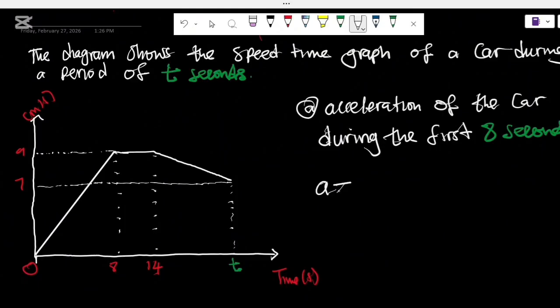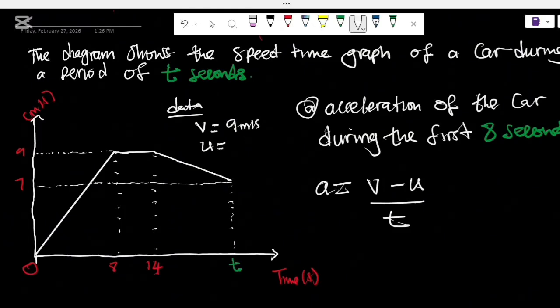So the formula again is acceleration is equal to final velocity minus initial velocity over time. According to the information given, what is the final velocity of this particular movement? Well, notice that the final velocity here is 9, so we can say 9 meters per second. And what is the initial velocity? Under normal circumstances, the initial velocity is actually 0, and that is the case in this particular diagram. So 0 meters per second.